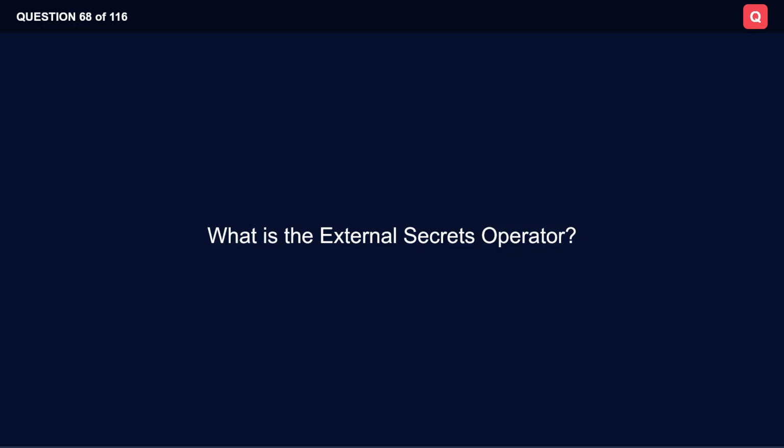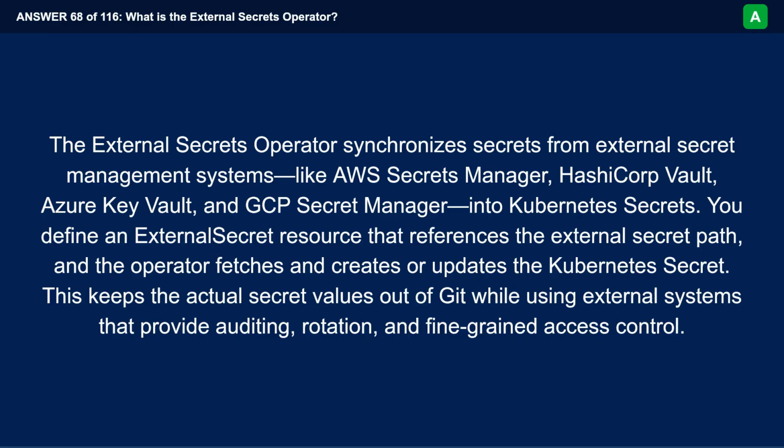What is the External Secrets Operator? The External Secrets Operator synchronizes secrets from external secret management systems, like AWS Secrets Manager, HashiCorp Vault, Azure Key Vault, and GCP Secret Manager, into Kubernetes secrets.